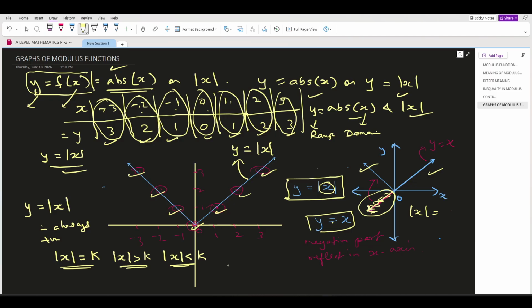So that is all for today's session. In the next video, video number 2, I will come with further deeper problems and the meaning of this modulus function.